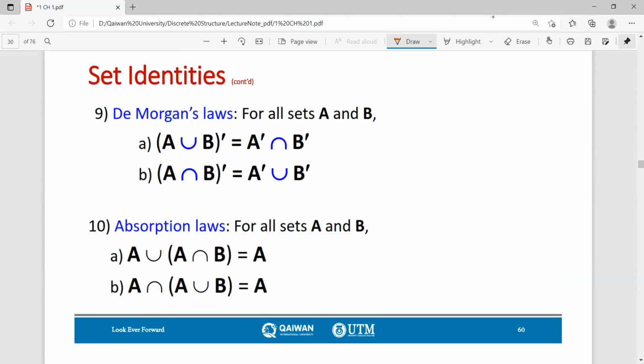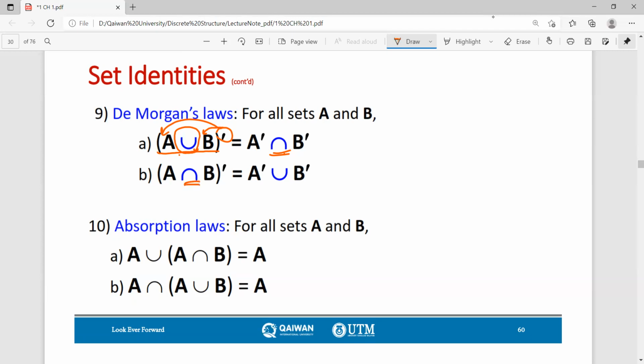And we have De Morgan's law. For De Morgan's law, we say A union B complement, the complement of the union of two sets. We can give the complement to each set, and if the operation is union, it becomes intersection. So the union becomes intersection, and you give the complement to each of these two sets, A and B. So A union B complement is A complement intersection B complement.